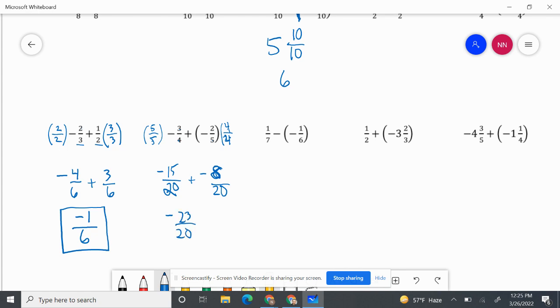If we were to write this as a mixed number, that means that 20 goes into 23 one time with a remainder of 3. And since it's negative, our answer is negative.